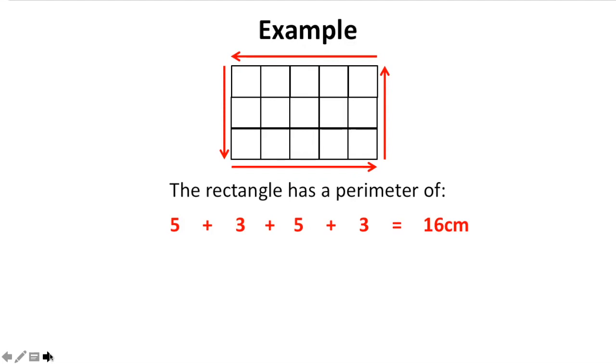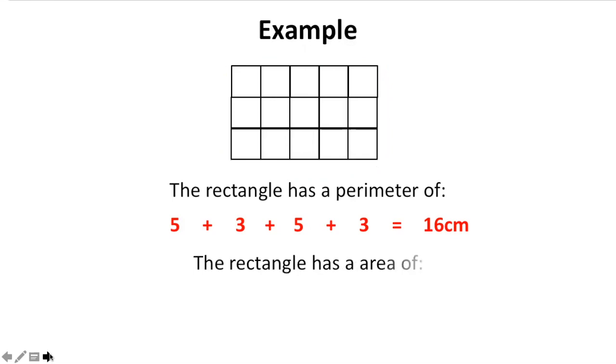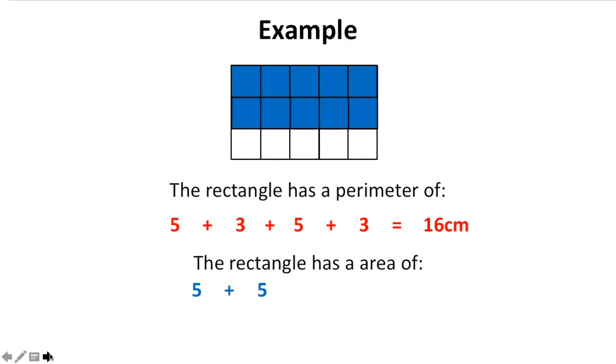And the area will be, okay, 1, 2, 3, 4, 5 times by 3, or 5 plus 5 plus 5, which is 15 cm square. But we're more familiar with 5 times 3, length times width. Okay, so basically perimeter is the outside and area is the inside. Okay, so there are 15 boxes here on the inside. So that's why it's 15 cm square.